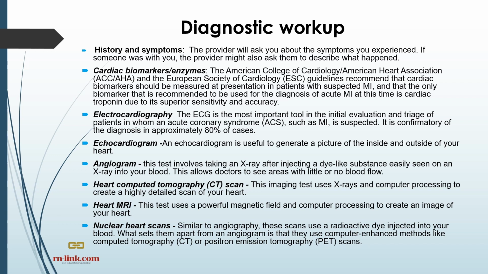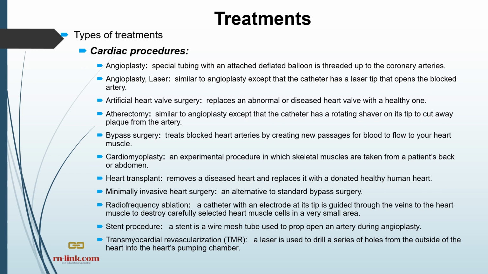Heart computed tomography, CT, scan. This imaging test uses X-rays and computer processing to create a highly detailed scan of your heart. Heart MRI. This test uses a powerful magnetic field and computer processing to create an image of your heart. Nuclear heart scans. Similar to angiography, these scans use a radioactive dye injected into your blood. What sets them apart from an angiogram is that they use computer-enhanced methods like computed tomography, CT, or positron emission tomography, PET, scans. Next is to look for the treatments provided.